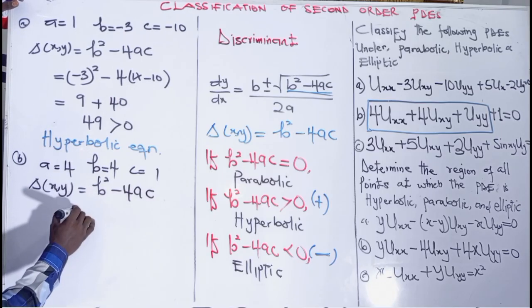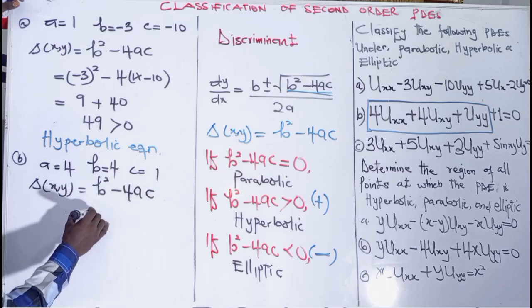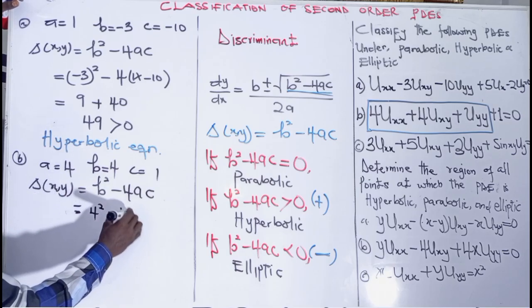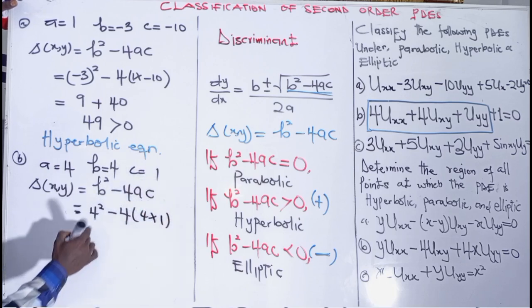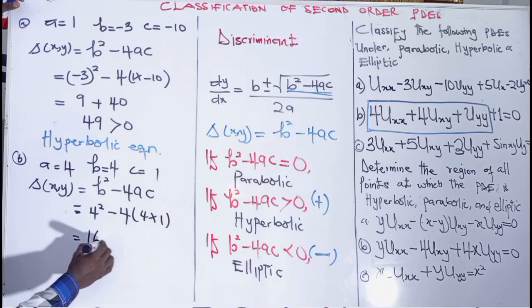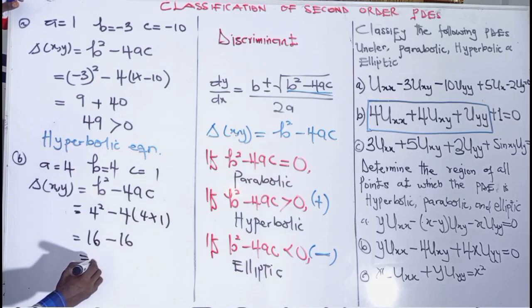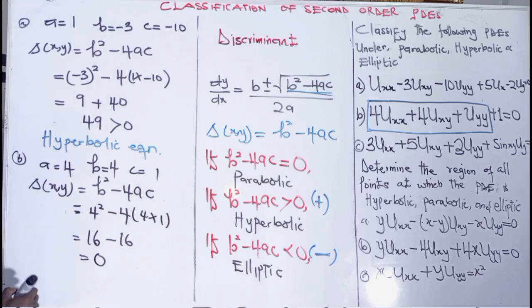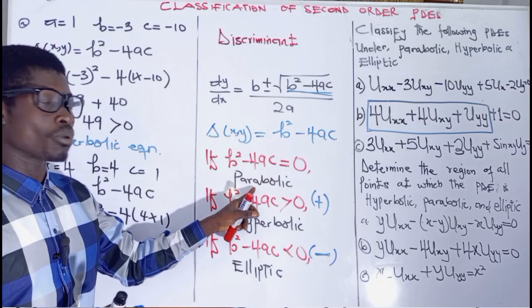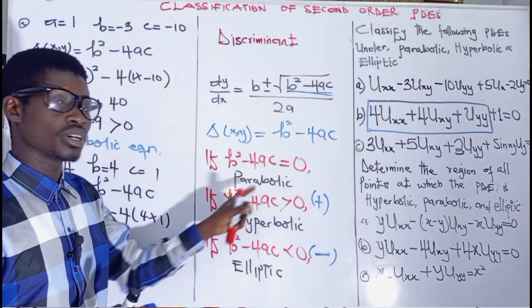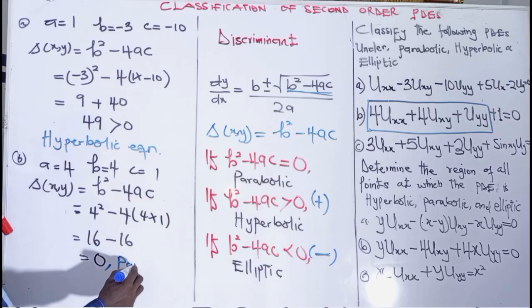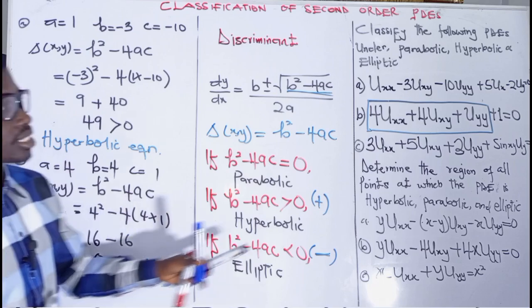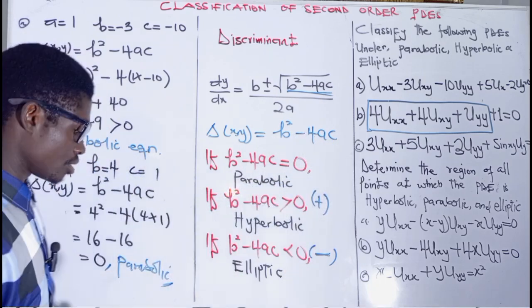So we have our B squared. B is 4, so we have 4 squared minus 4, our A is also 4, and then our C is 1. So this is going to give us 16 minus 16, and that is equal to 0. And we say that whenever the discriminant is equal to 0, the equation becomes a parabolic equation. So the second equation is a parabolic equation. And then, let's look at the last one, which is C. You can pause the video and try your hand on it.